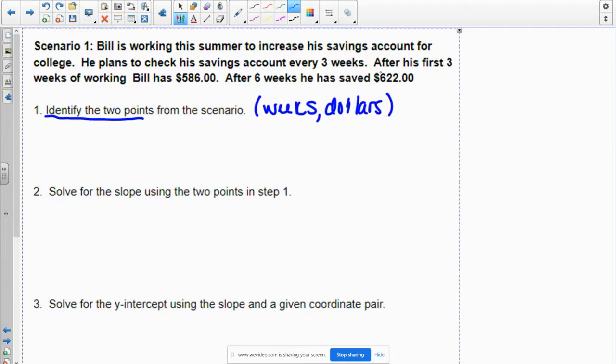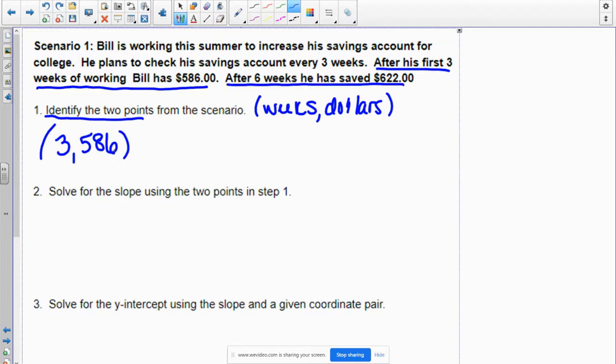So it says after his first 3 weeks of working, he had saved already $586. So that would be your first point. And then after 6 weeks, he had saved. So 6 weeks, he had saved $622.